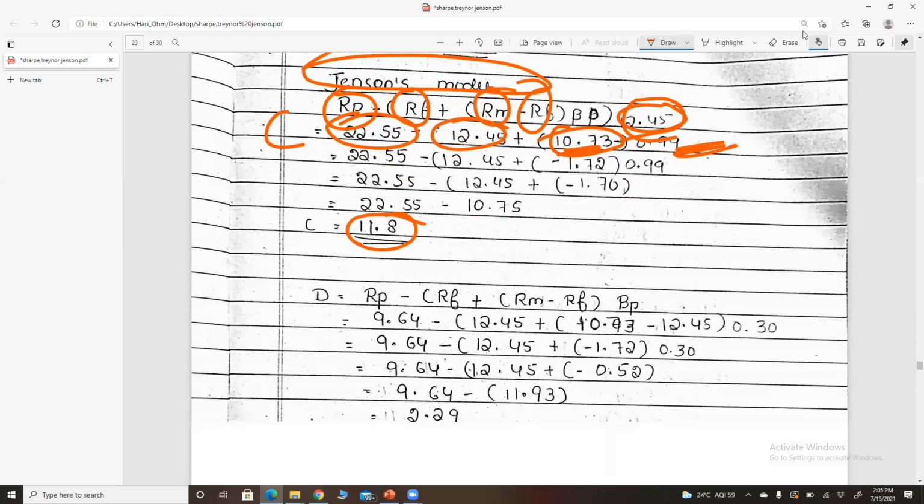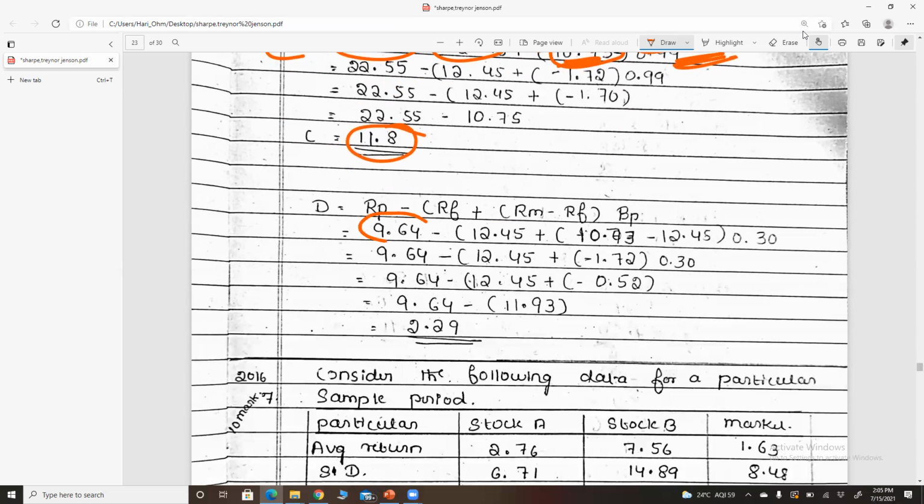Okay. Then you calculate for D. RP, the return of the portfolio, is 9.64. RF is 12.45. RM is 10.73. RF is 12.45. Beta P is 0.30. So the answer is 2.29. Hope you understood.